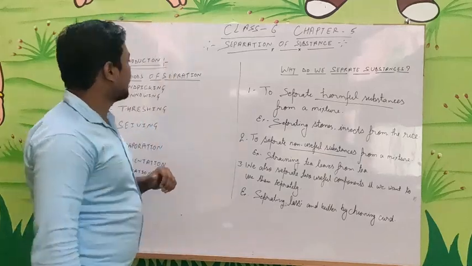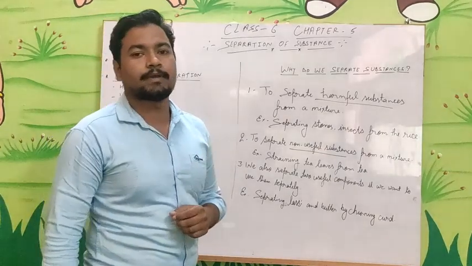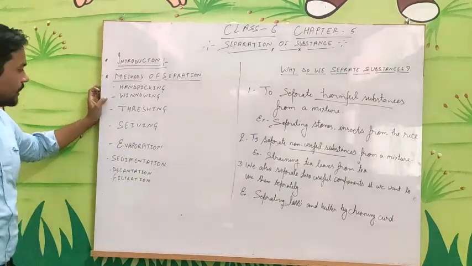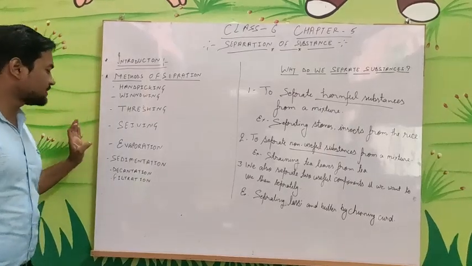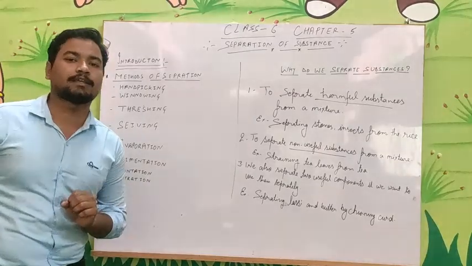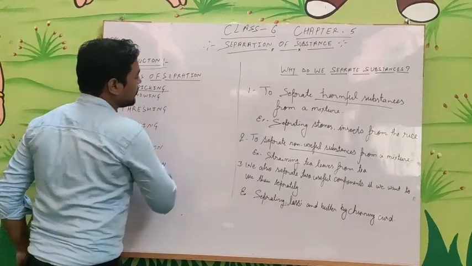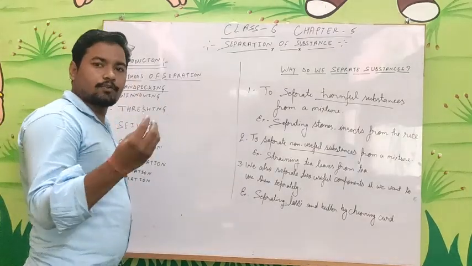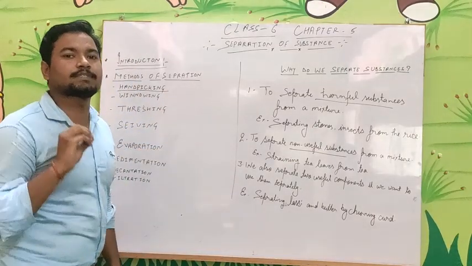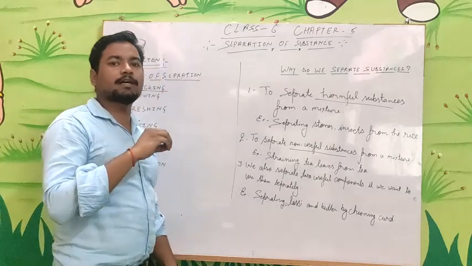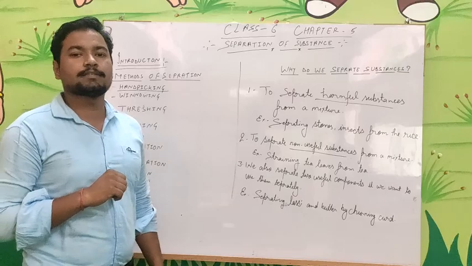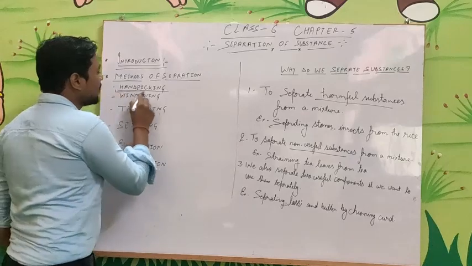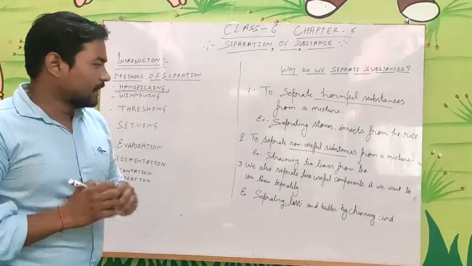Now we learn about the methods of separation: hand picking, winnowing, threshing, sieving, evaporation, sedimentation, decantation and filtration. First is hand picking. With our hand we can pick some substances that are harmful or not useful for us. If we separate substances with the help of hand, that is called hand picking.